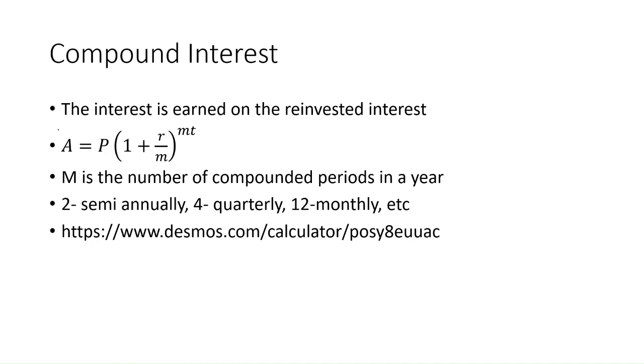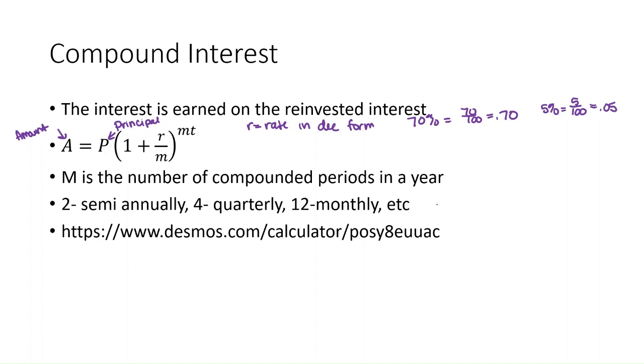Basically, A is the amount. P is the principal or initial investment. R is the rate in decimal form. So for example, 70% is 70 out of 100 or 0.70. 5% is 5 out of 100. Percent literally means per 100, or 0.05. M is the number of compounded periods in a year. So 2 represents semi-annually, 4 represents quarterly, 12 represents monthly. If it was weekly, it would be 52. If it's daily, it would be 365. And then lastly, T is the number of years.